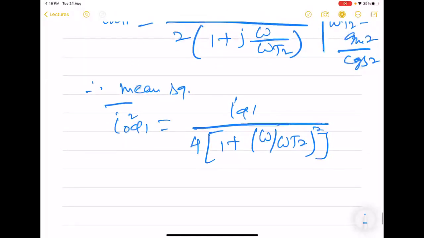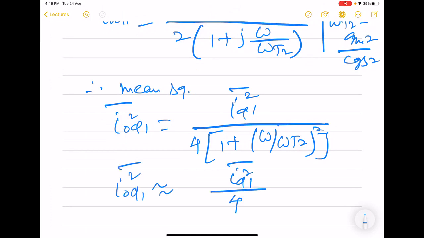So here you can see that when the threshold of the second MOS is very high compared with the operating frequency, then this might get approximated to ID1 mean square by 4. This is what we had got for the inductively degenerated case.